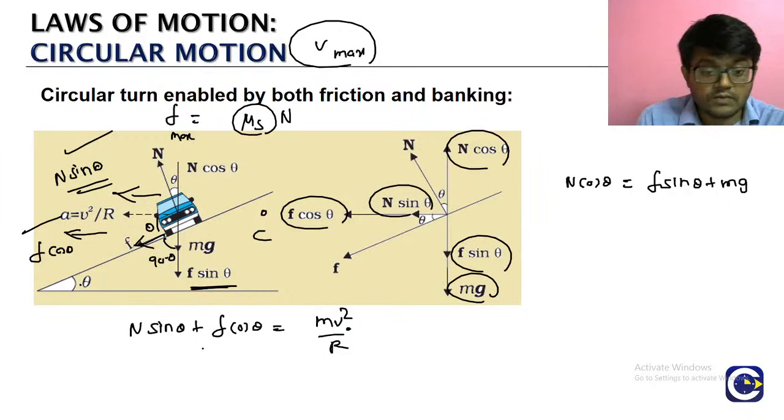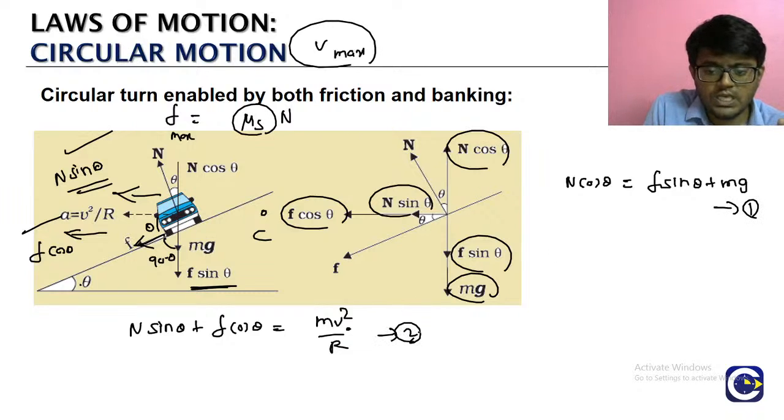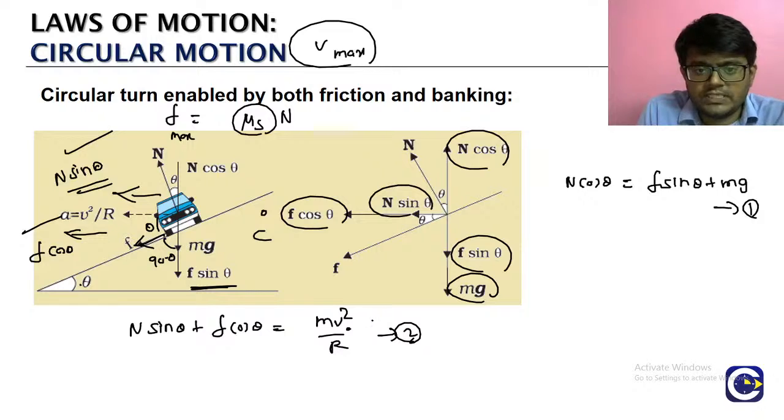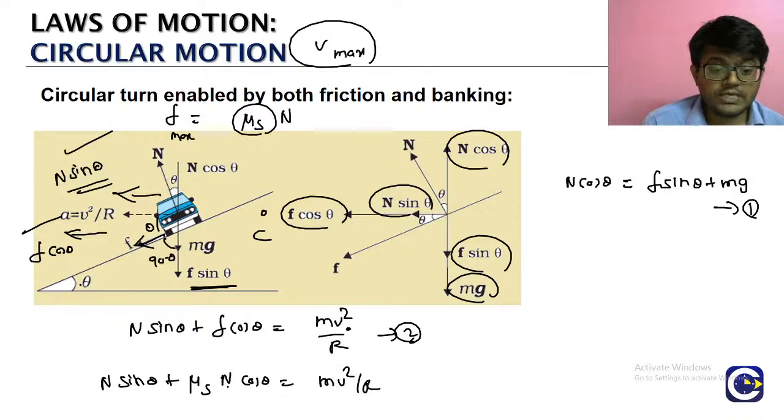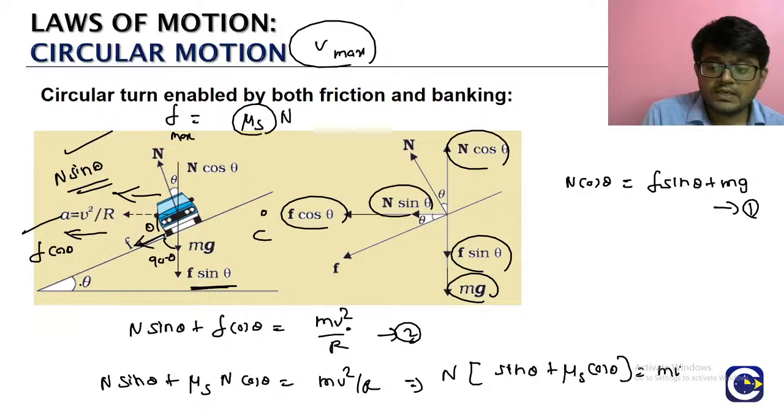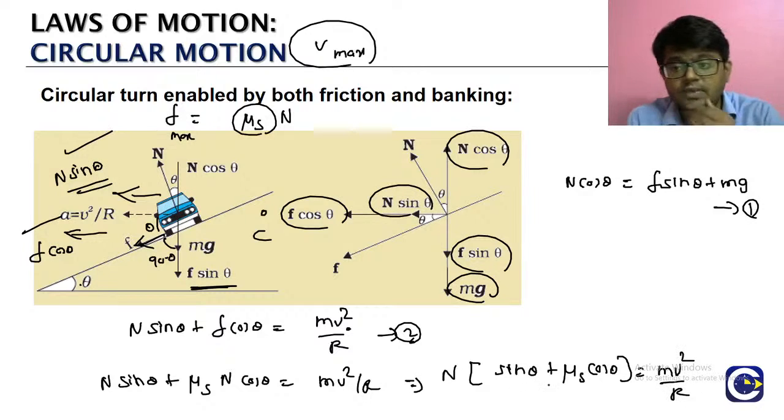Okay. So here what we'll do is, in both the equations, let us call them equation 1 and equation 2, we'll substitute friction to be the limiting value. So n into sin theta plus mu s into n into cos theta is equal to mv square by r. So here you can see that n we will take common. Sin theta plus mu s into cos theta is equal to mv square by r.